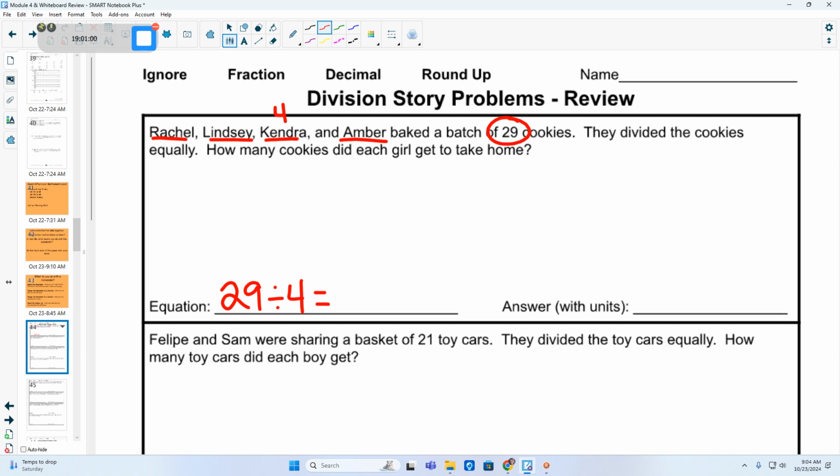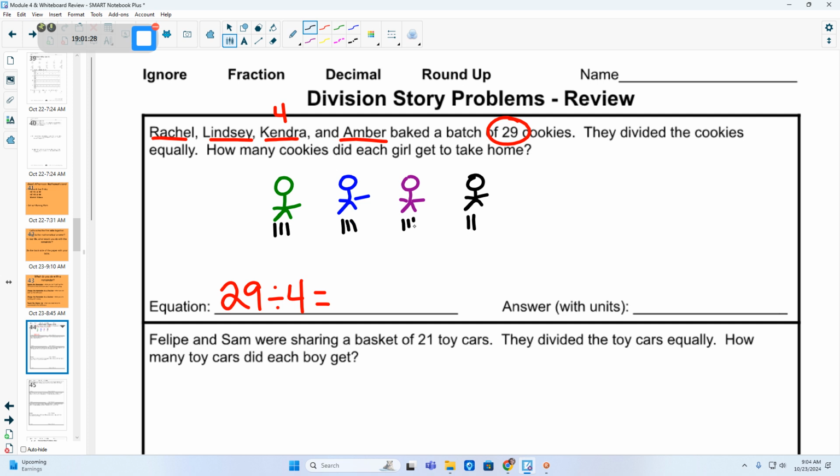All right, so let me draw the 4 girls. And you can do this a whole bunch of different ways. Like, you don't have to do it like this. But sometimes a picture is very helpful. Okay, 29 divided by 4. I know 4 times 6 is 24. I think they're each going to get 6. Okay, here we go. 1, 2, 3, 4, 5, 6, 7, 8. I'm going up to 29.